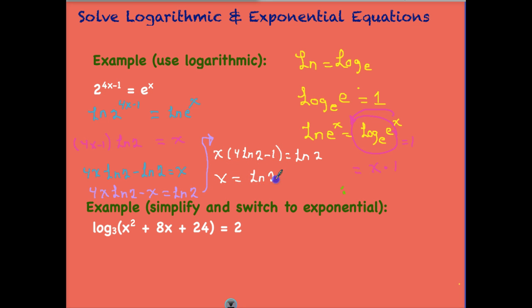that would leave me with natural log 2 divided by 4 natural log 2 minus 1, which, if I were to put this in my calculator, I would end up with 0.391, just in case you want to try it.